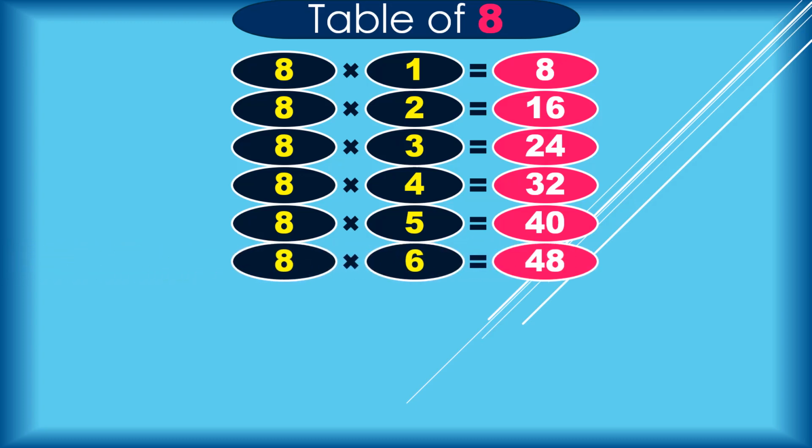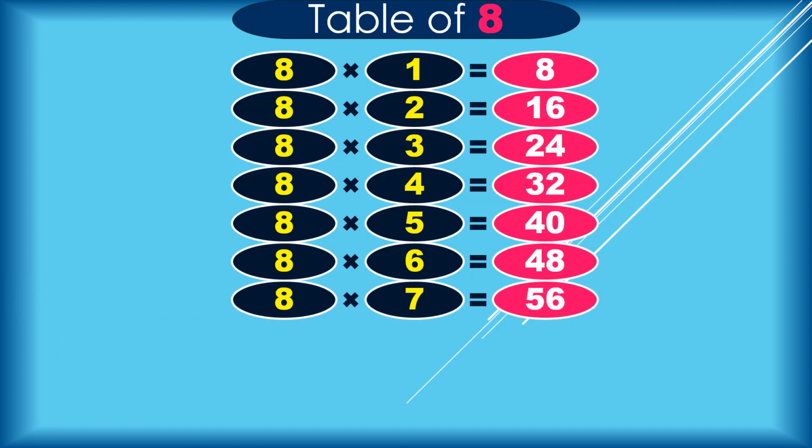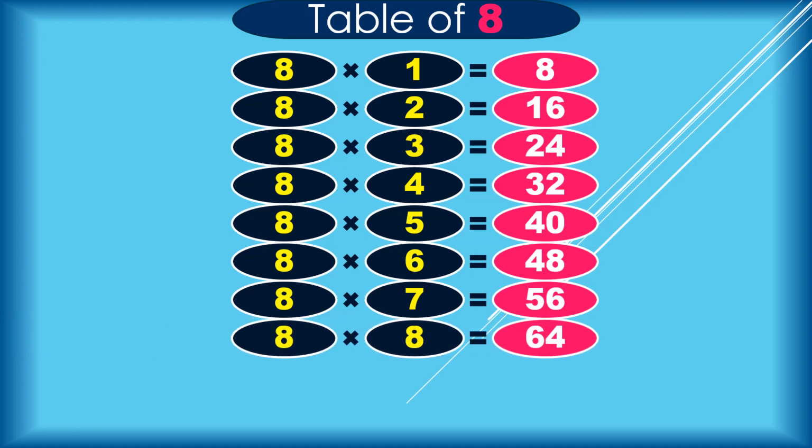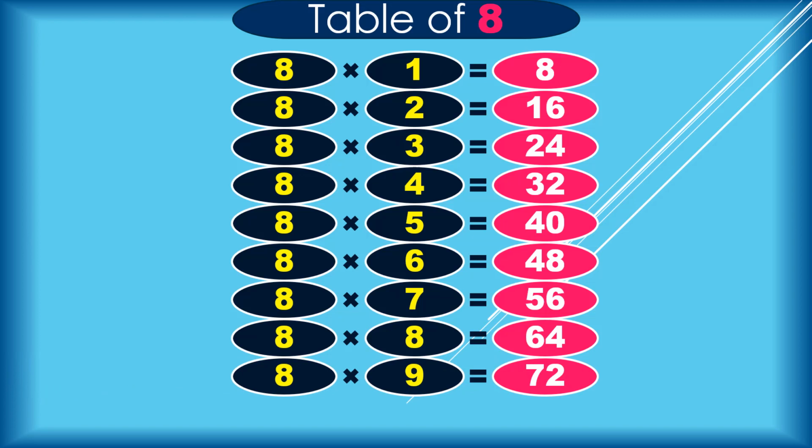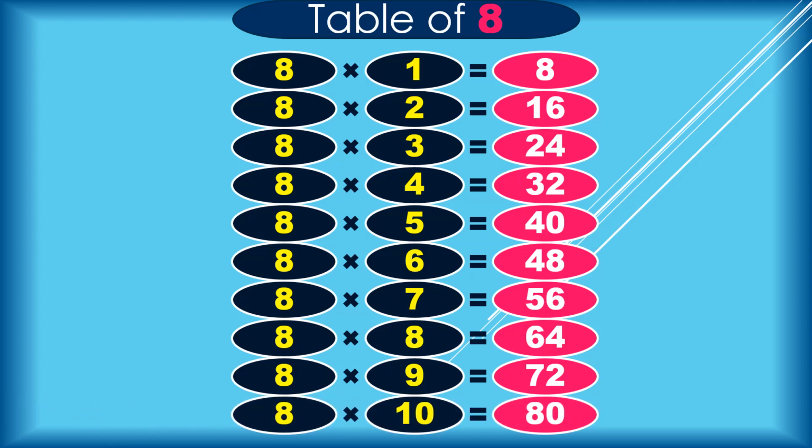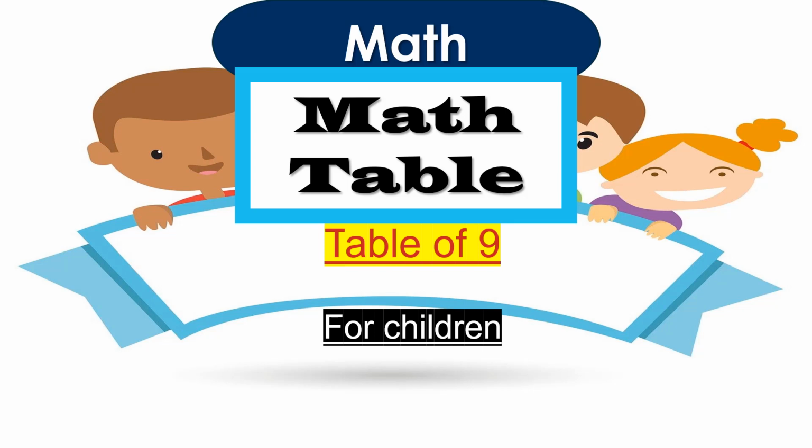8 sixes are 48. 8 sevens are 56. 8 eights are 64. 8 nines are 72. 8 tens are 80. We will learn the table of 9.